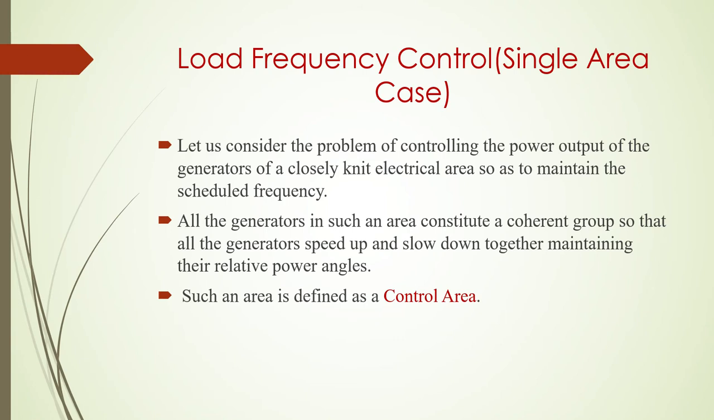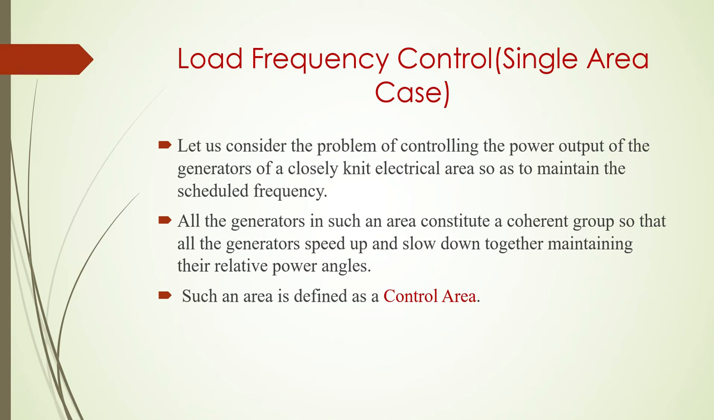Now, what is a control area? So let us see the single area case here, load frequency control for a single area. Let us consider the problem of controlling the power output of generators of a closely knit electrical area so as to maintain the scheduled frequency. All the generators in such an area constitute a coherent group so that all generators speed up and slow down together, maintaining their relative power angles. So such an area is called a control area.